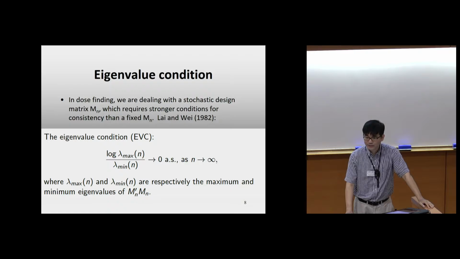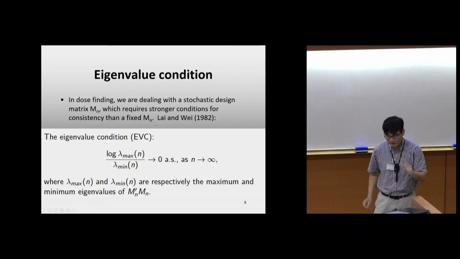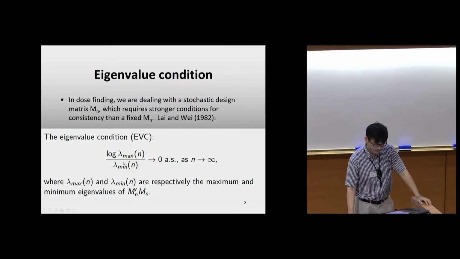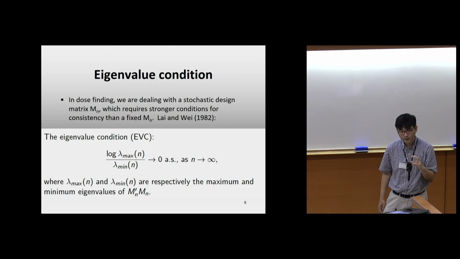And if the design matrix is a fixed design matrix, this is so common that we use least square estimation, we almost always overlook the assumption required for consistency. So if it's a fixed design matrix, we require that the smallest eigenvalue of this matrix M transpose M go to infinity, right? So that's the consistency condition for least square regression.